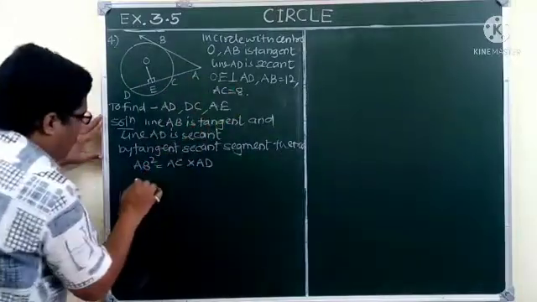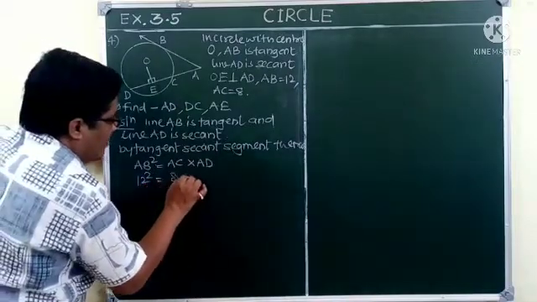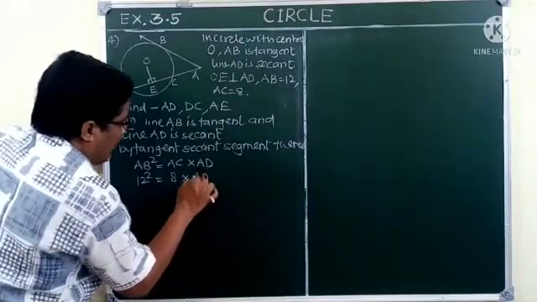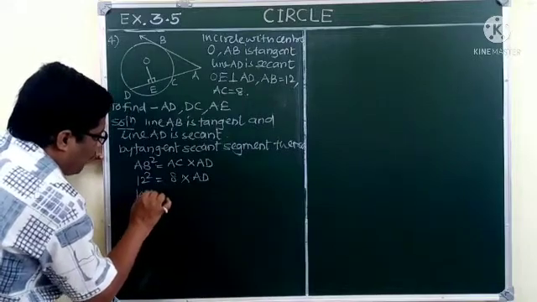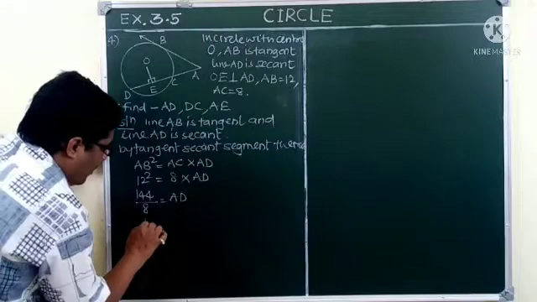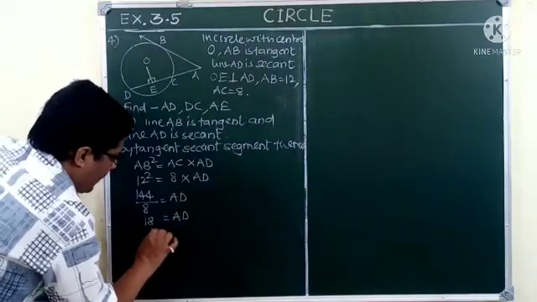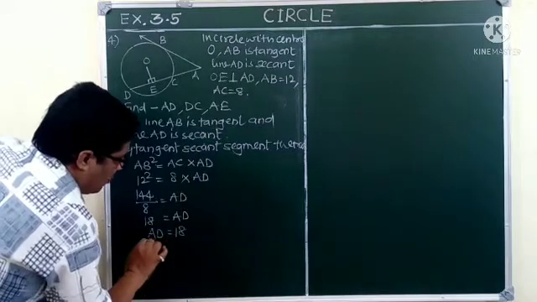Here AB is given as 12, 12 square is equal to AC which is given as 8 multiplied by AD. So 144 divided by 8 is equal to AD, that is 18 is equal to AD. AD is equal to 18.